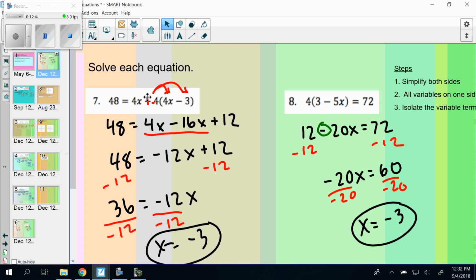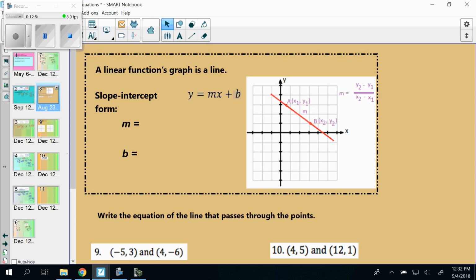Okay. Last thing we're looking at in this section or lesson is how to graph in slope-intercept form. This is something you should have seen in a previous course, but just want to refresh it. Anything in this form where y equals mx plus b, where m and b are numbers, you want to be able to know what those mean. M stands for slope in this case.